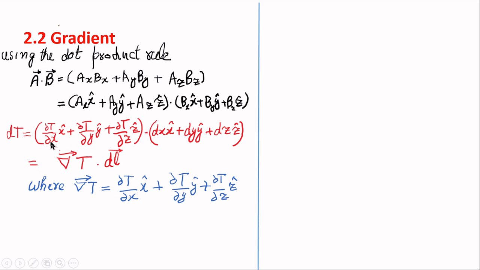So in the previous slide, we calculated this differential change in t, and we can write this differential change in this way according to this product rule. Partial t over partial x into x cap plus partial t over partial y into y cap plus partial t over partial z into z cap dot dx into x cap plus dy into y cap plus dz into z cap.